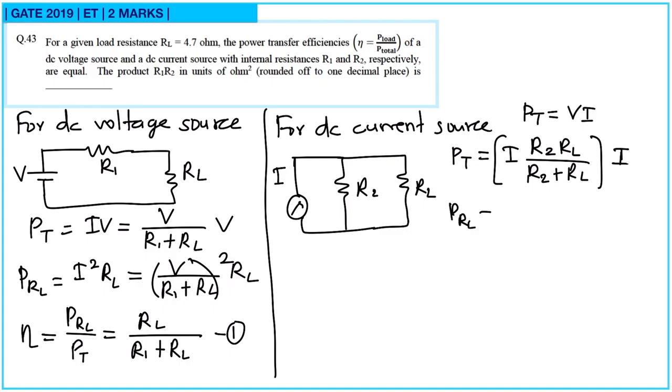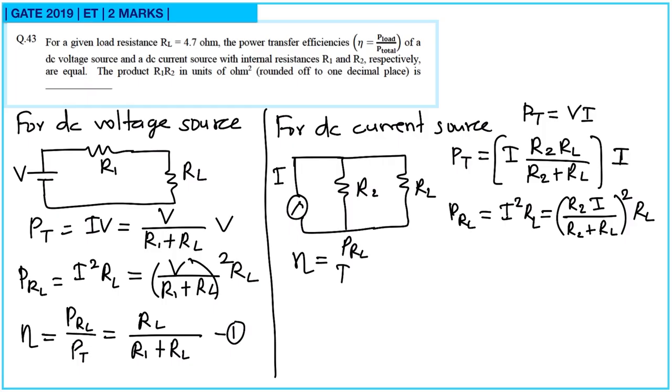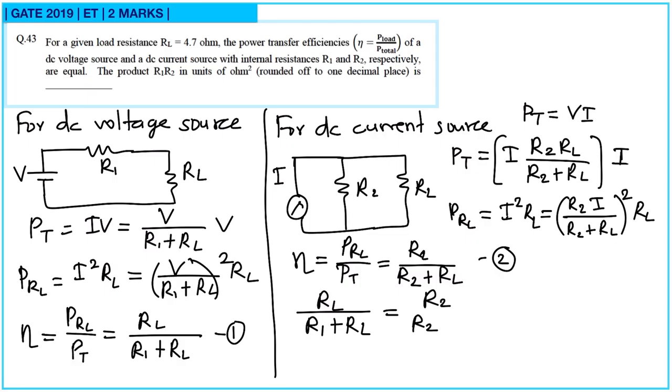Next we have PRL, that will be equal to I square RL, and the current flowing through RL will be equal to R2 I upon R2 plus RL, the whole square, into RL. So from here eta is equal to PRL upon PT, and that will be equal to, this I square will cancel out. We have R2 here, so R2 upon R2 plus RL. This will be eta 2. And it is given that equations 1 and 2 are the same. That means RL upon R1 plus RL is equal to R2 upon R2 plus RL.